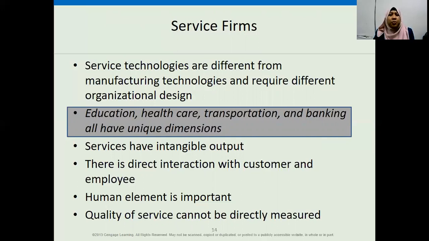There is a direct interaction between the customer and employee, so the human element is important. In service, I believe that you cannot have 100% technology because we need human rationality, as I told you just now.